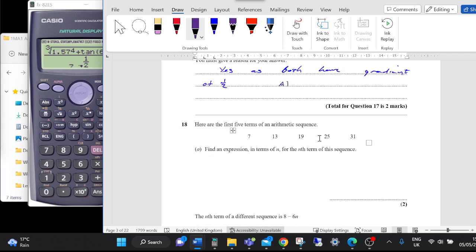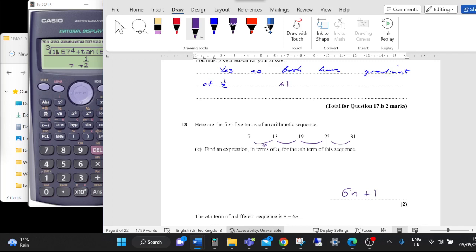Question 18 then. First 5 terms of an arithmetic sequence. Find an expression for the nth term of the sequence. So this sequence is going up in 6s, which means the sequence must start with a 6n. And then what do I need to do to the number 6 to get to 7? I need to add 1. So that's my nth term.